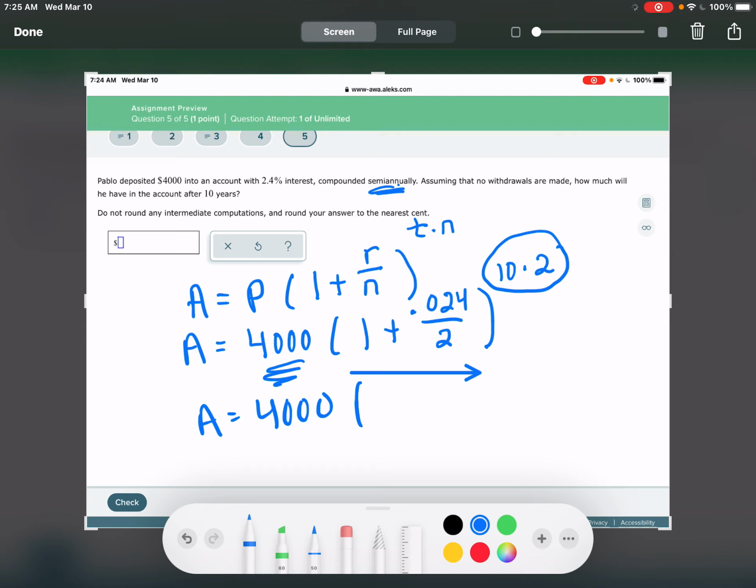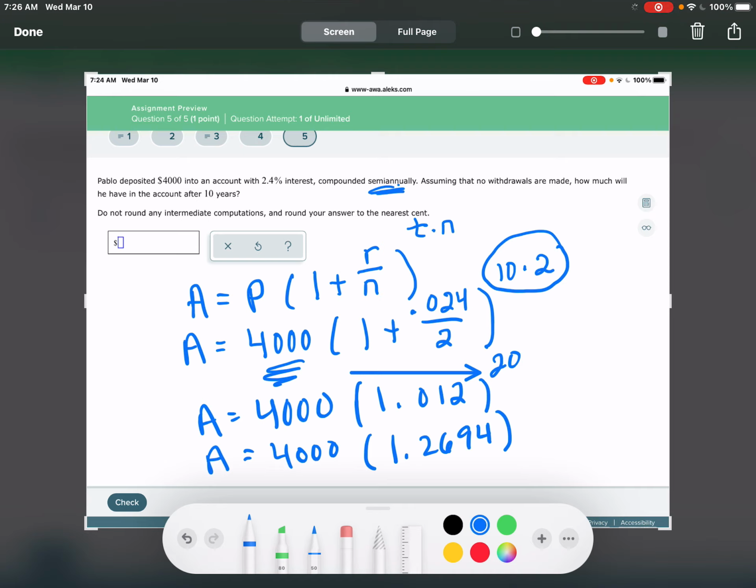0.024 divided by 2 is 0.012. Alexa, what is 1.012 to the 20th? 1.012 to the power of 20 is approximately 1.2694. Okay, and you wouldn't want to round this before you finish your numbers. But just use that number right in your calculator.